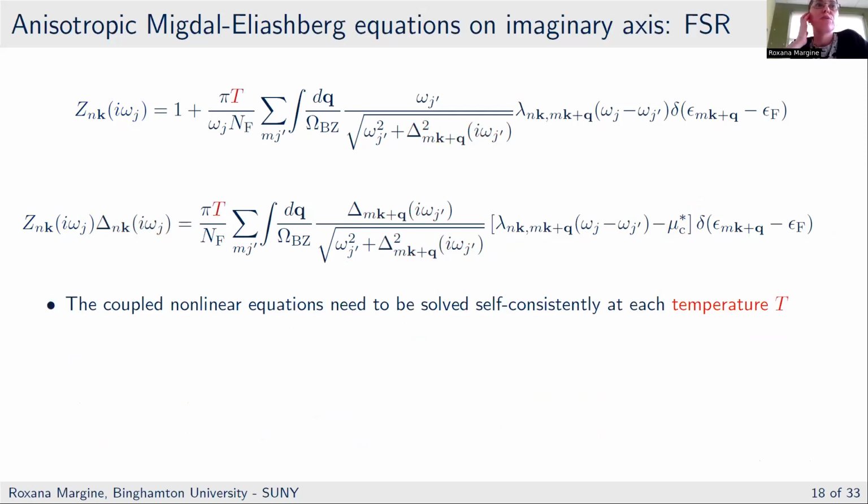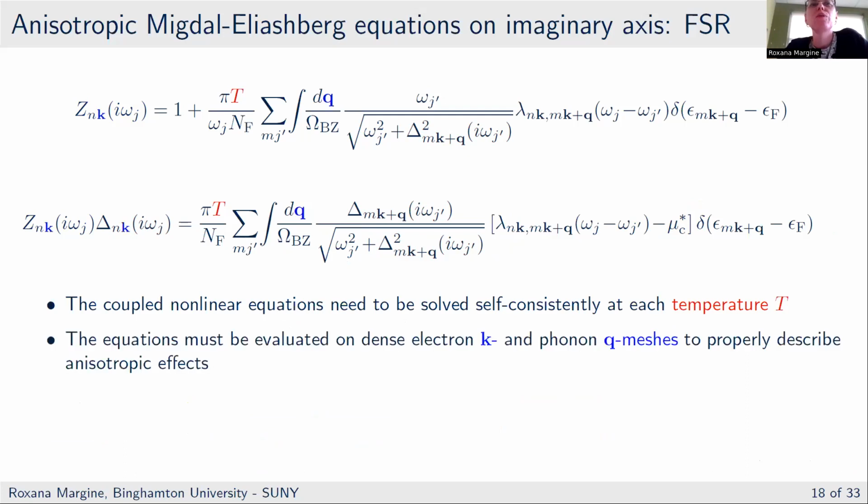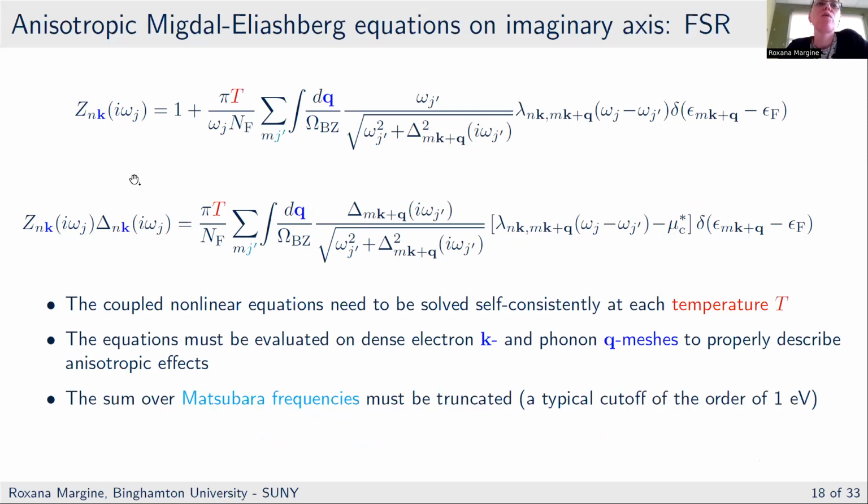So just to summarize here, this equation, the anisotropic Eliashberg equation, needs to be solved self-consistently at each temperature. The equation must be evaluated on dense electron and phonon grids to properly describe anisotropic effects. And the sum over the Matsubara frequency, while it is infinite, in practice must be truncated. A typical cutoff is of the order of 1 electron volt, or about 10 times your largest phonon frequency in the system.